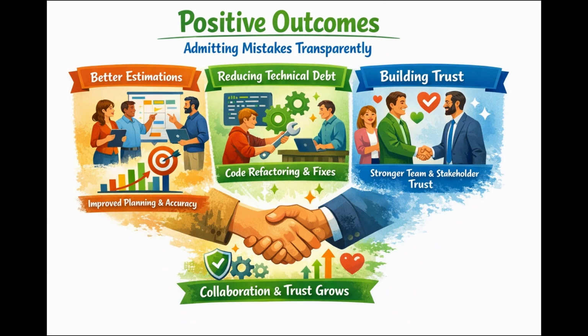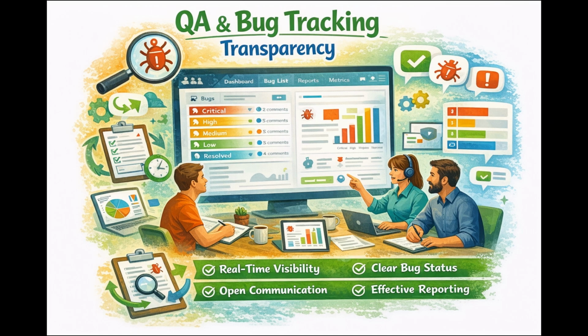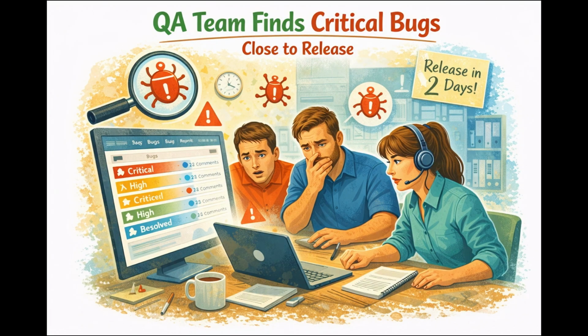So what will be the outcome? Team improves estimation. Technical debt is addressed. Trust between team and stakeholders increases. Now we discuss another example. Quality assurance and bug tracking transparency. The scenario is a quality assurance team finds critical bugs close to release.